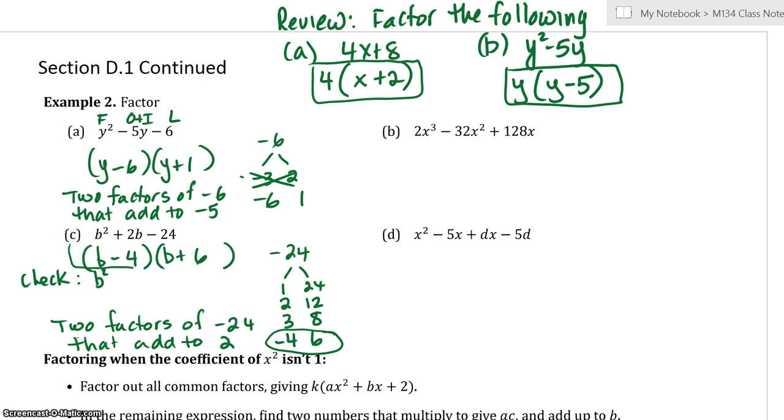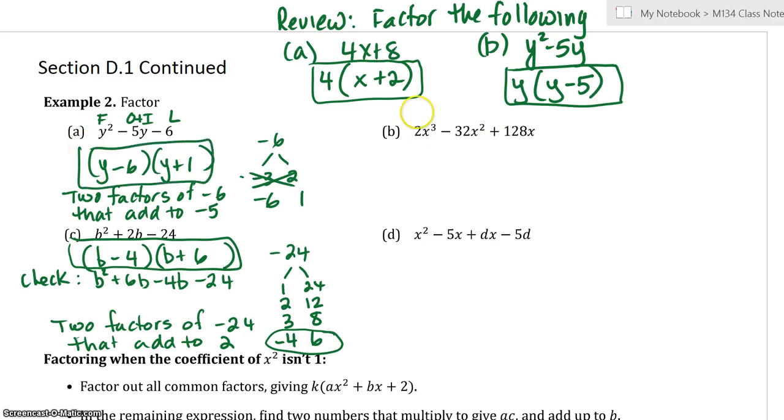We should put a circle on that so we don't get confused. Just checking it. The outer is a plus 6b. The inner is a minus 4b. And the last is a 24. And notice how this one is the first, right? These two are the last, and then the inner makes up the 2b. So that does work. This was the answer here.